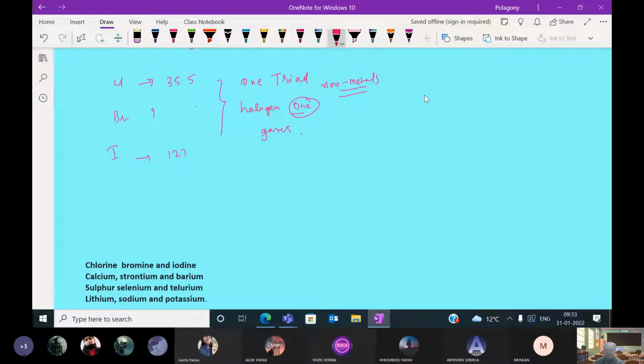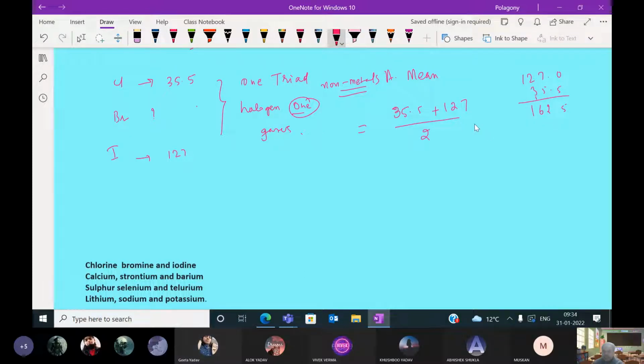Now we will check whether the arithmetic mean is applicable or not. The arithmetic mean of these elements, chlorine 35.5 plus 127 upon 2. What will you get? Tell me now. 127 plus 35.5 gives 162.5.